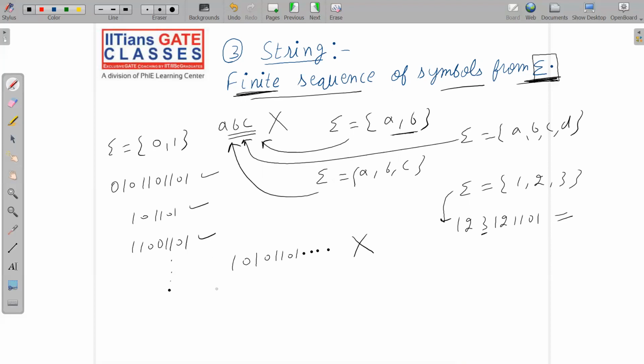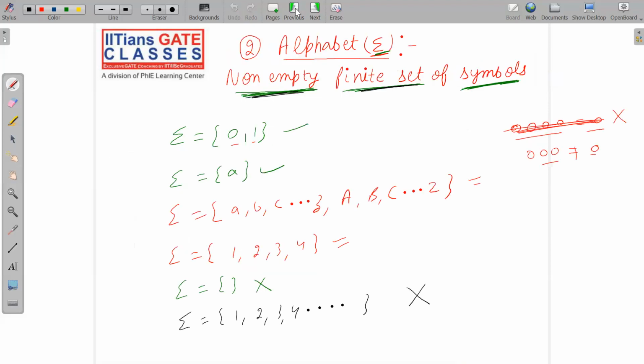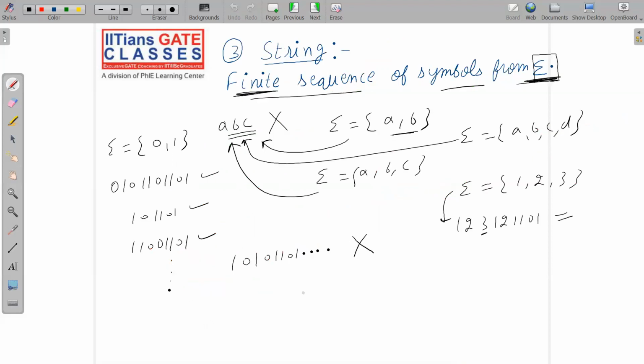Now again, a very important point. See these things carefully. In the previous slide, I said 000 is not equal to 0. Now I think you will grasp it properly. 000 is a string, and a single zero is also a string. Obviously these two strings are not equal.